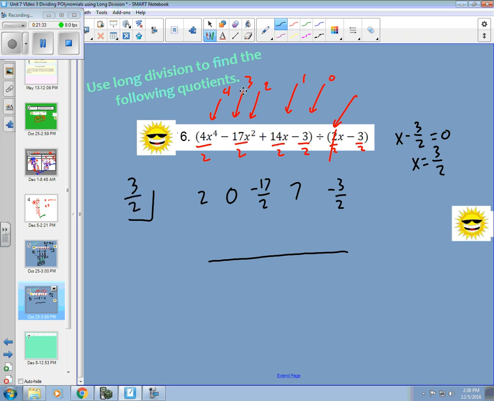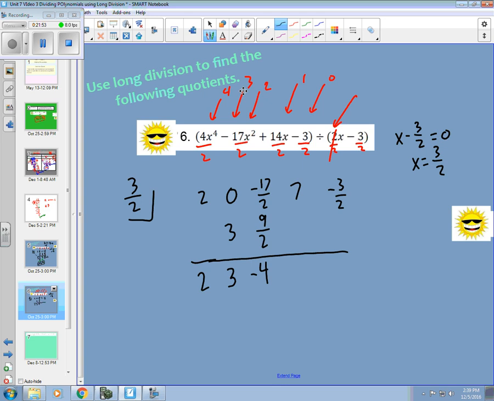So if you went through now and did this right, you'd get 2. 2 times 3 halves is 3. Adding this up, that would be 3. 3 times 3 halves is 9 halves. Adding negative 17 halves and 9 halves should give you negative 8 halves, which is the same as negative 4.